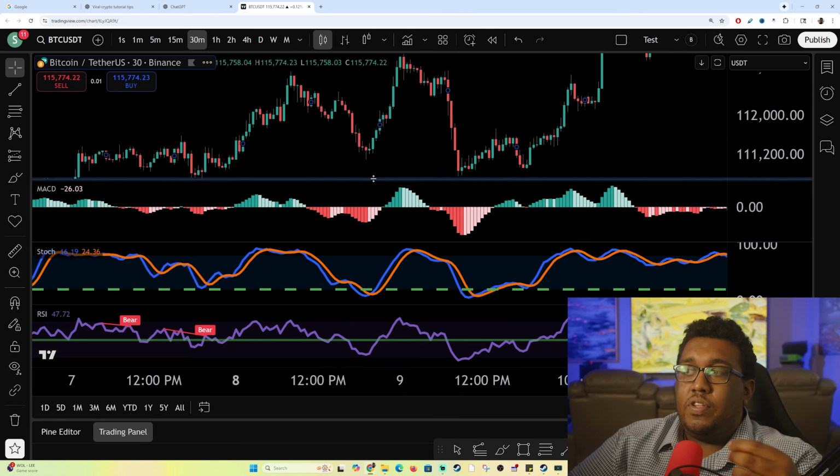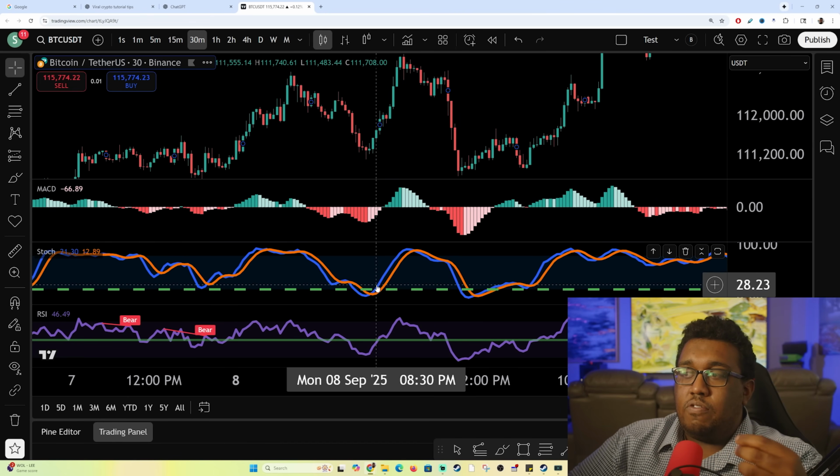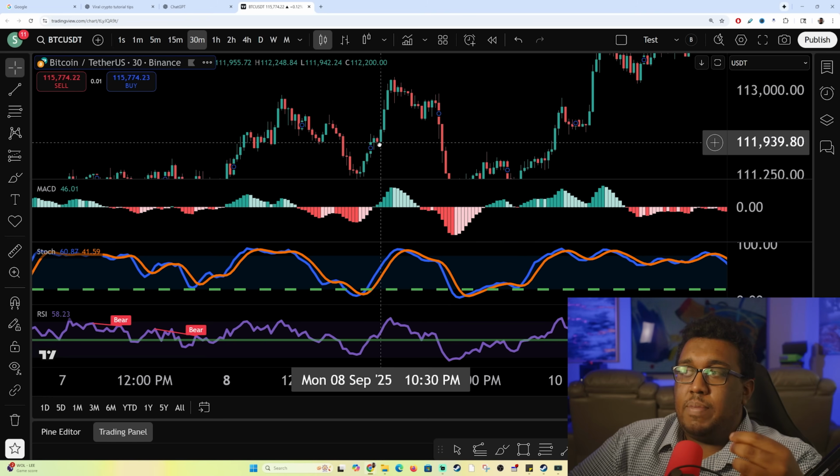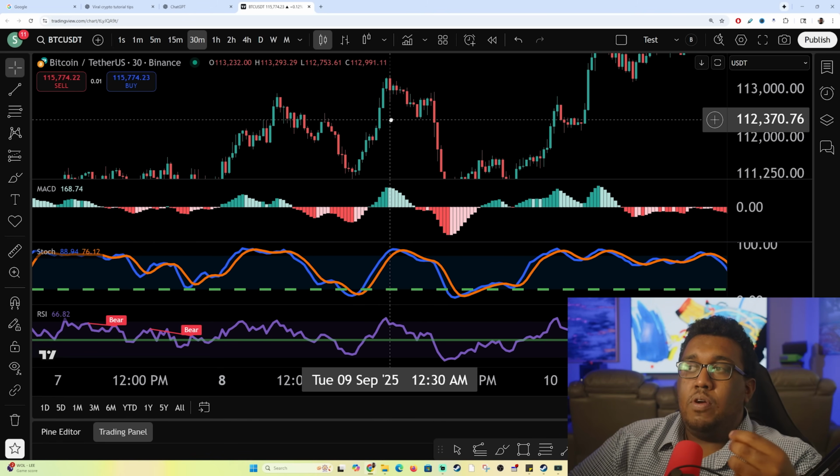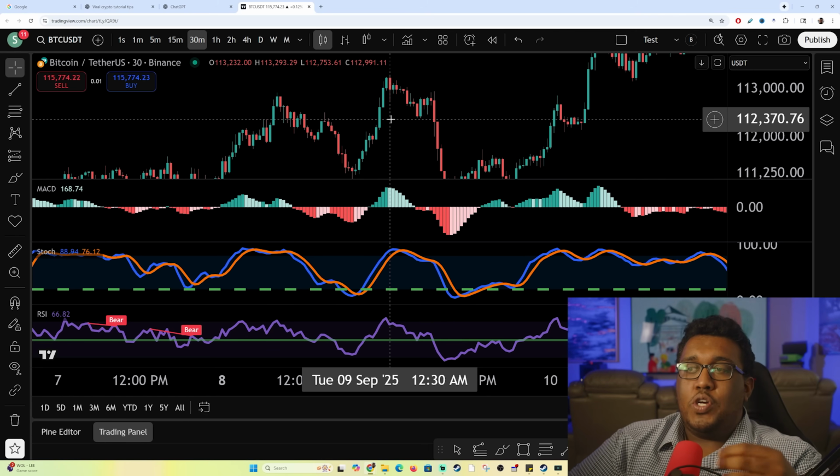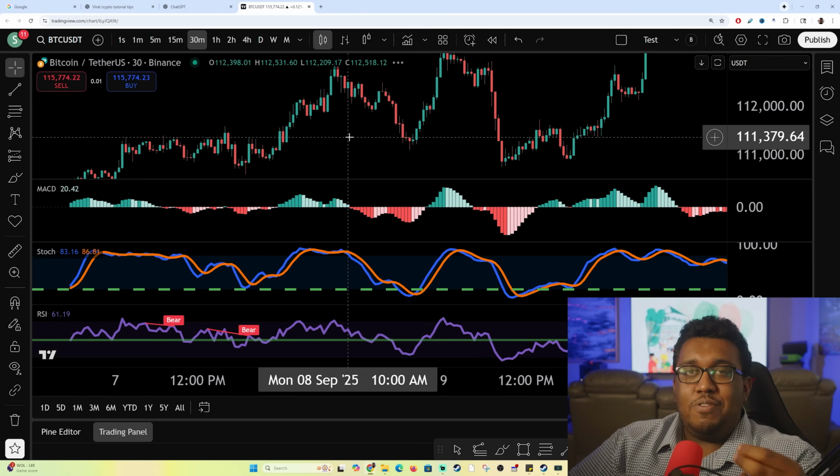But when you have everything working on all cylinders, like right here, crossover, above the 50 and the green MACD, you can get those big moves. And if you keep on making only winning trades, let's say 90% accuracy, it's not going to be hard to grow that portfolio from $100 to $1,000 to $10,000. But you guys have to be disciplined enough to only buy when the signal says to buy.